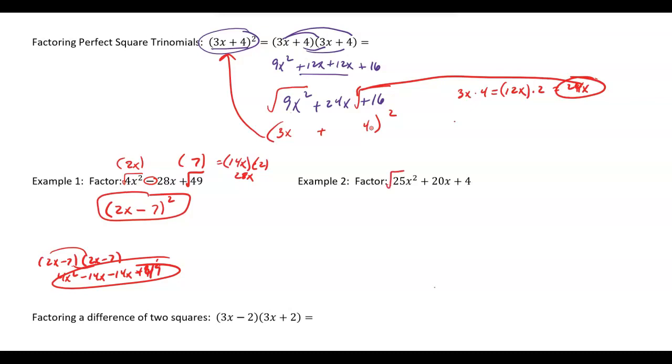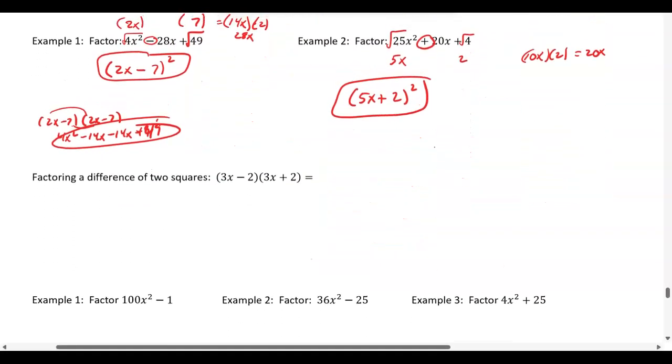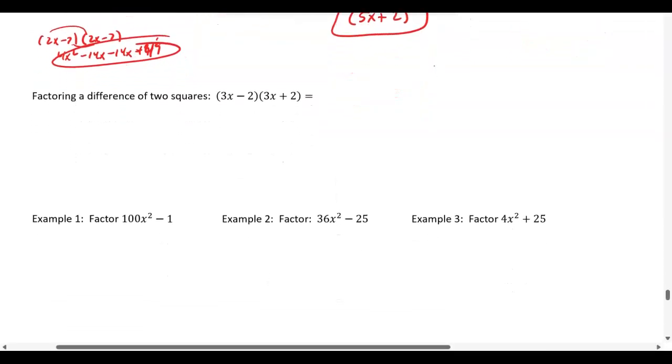The next one, square root of 25x squared. Square root of 25 is 5. Square root of x squared is x. Now, square root of 4 is 2. If I multiply those together, I get 10x. If I double it, I get 20x. Is this a perfect square trinomial? Yes. So right away, this is going to factor as 5x, take the sign of the middle term, plus 2 all squared. Does this happen often? Not really. But can it? Yes.